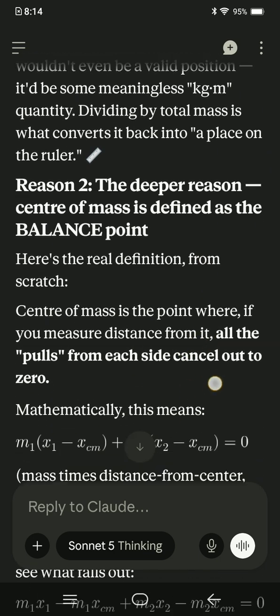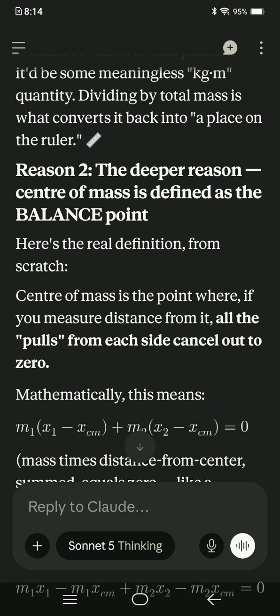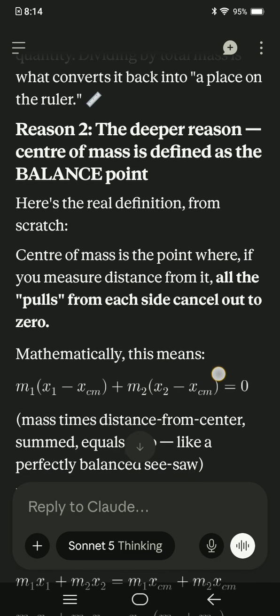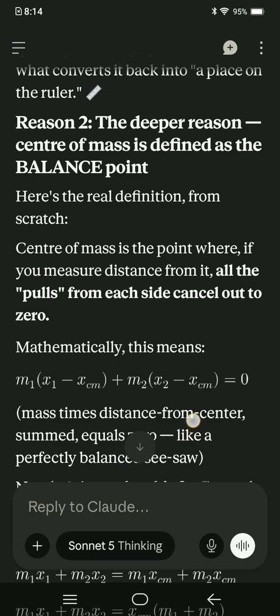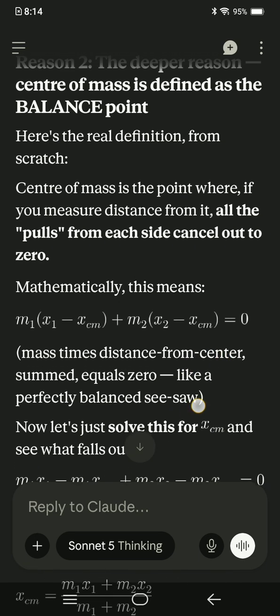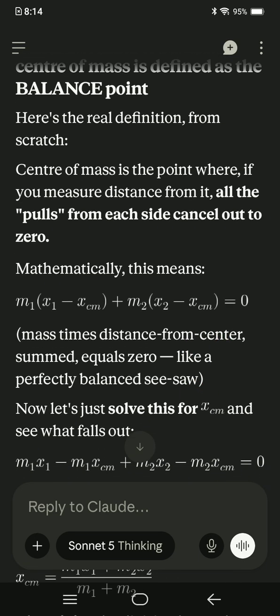Reason two, the deeper reason: center of mass is defined as the balance point. Here is the real definition from scratch. Center of mass is the point where if you measure distance from it, all the pulls from each side cancel out to zero.